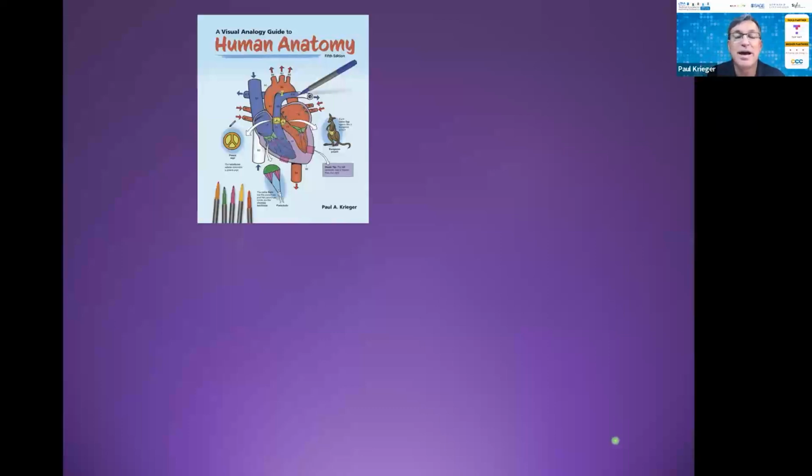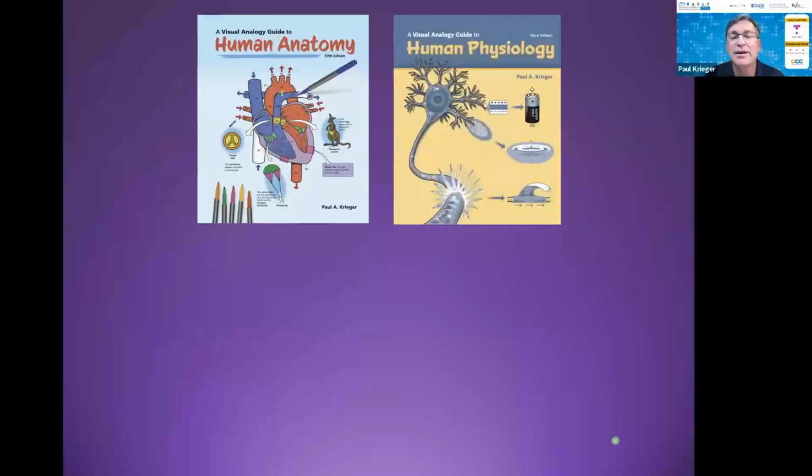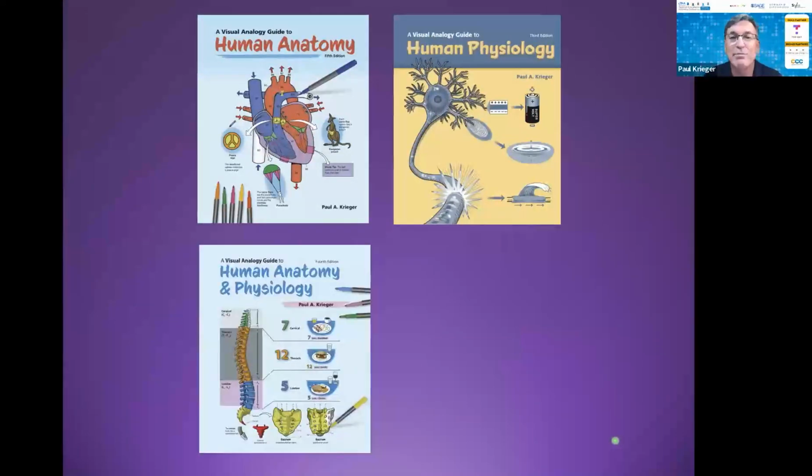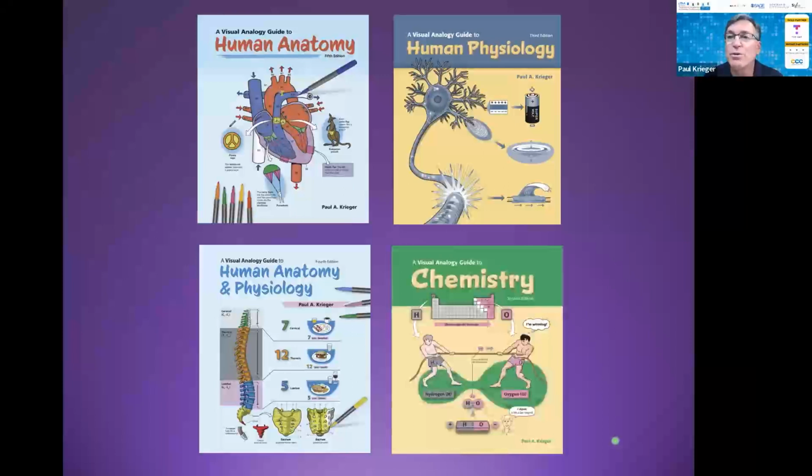It was originally my imprint book, and that was followed by a Visual Analogy Guide to Human Physiology, which was then followed by my combined book, my big book, the Human Anatomy and Physiology book, which is shown there in its 4th edition. And then the last one, the 4th one in the series, is a Visual Analogy Guide to Chemistry.